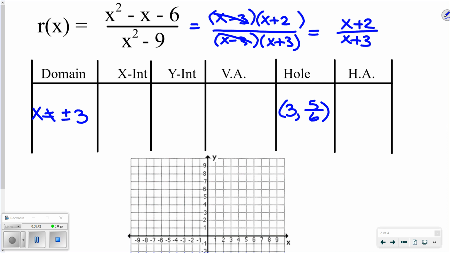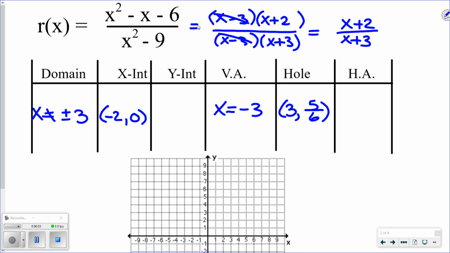Okay, now see how the x plus 3 is still left in the denominator? That means the VA is at x equals negative 3. And the x plus 2 that's in the numerator, that's your x-intercept. So the x-intercept is negative 2, 0.